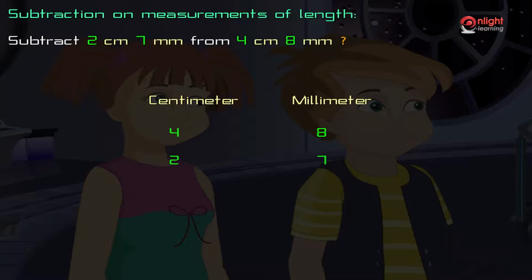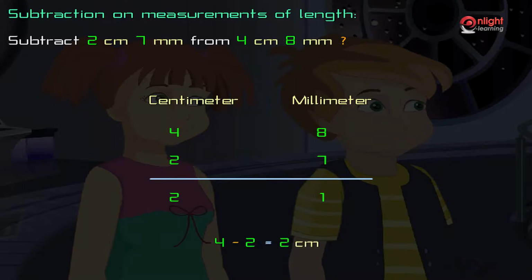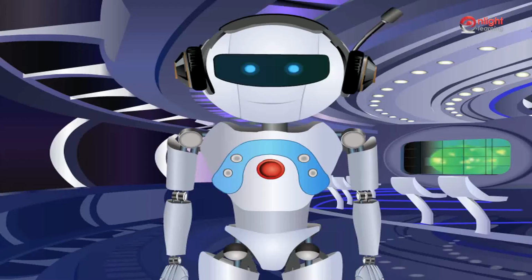Start to subtract from the right. First, we subtract 8 and 7, which gives 1. Now, subtract the quantities in the centimeter section. We get 2. Hence, the difference is 2 centimeters 1 millimeter. Very good. Very good, Akshara.